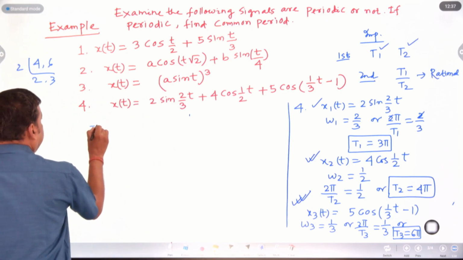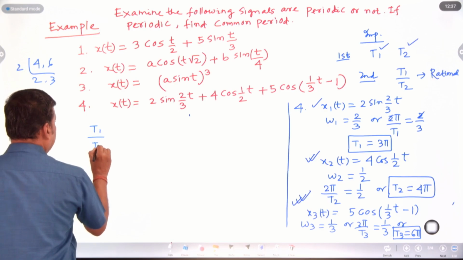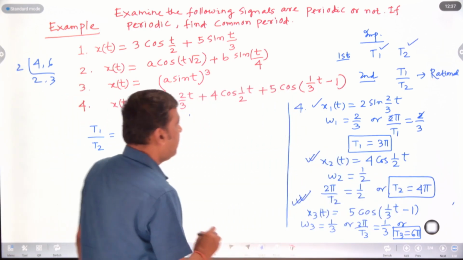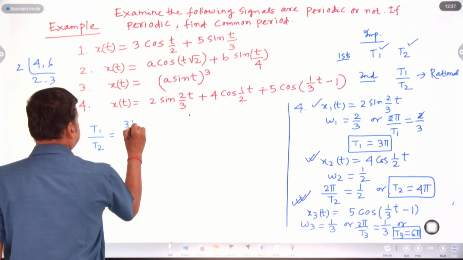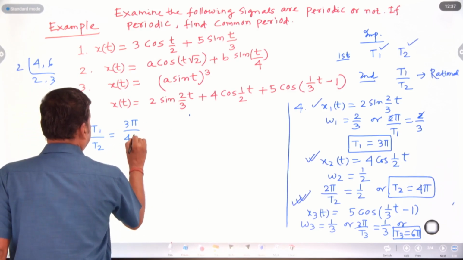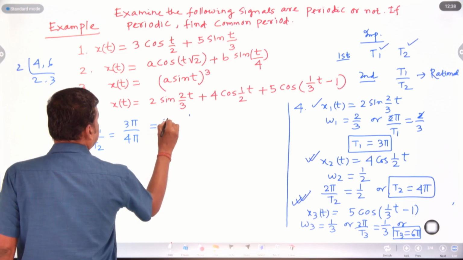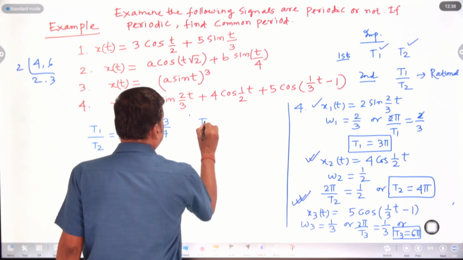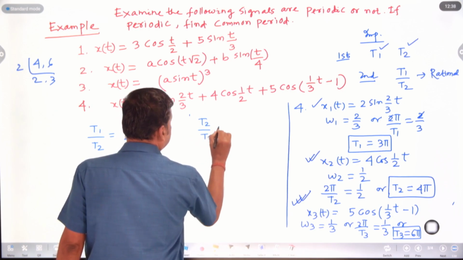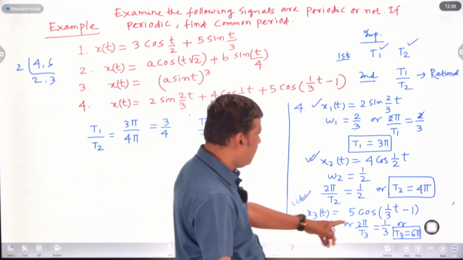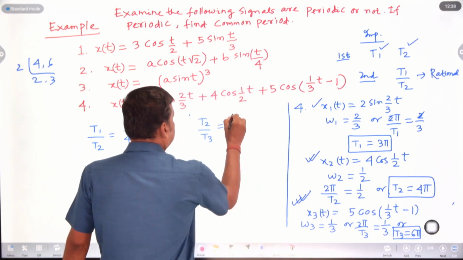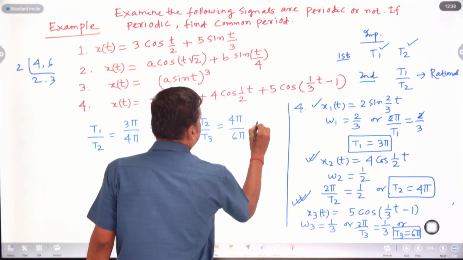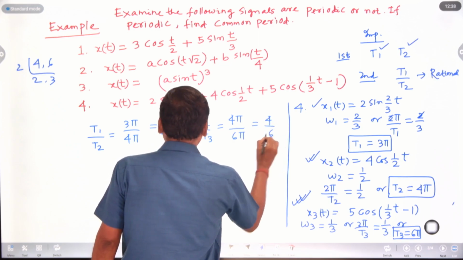So check T1 by T2. T1 by T2 is how much? Here T1 equal to 3 pi, T2 equal to 4 pi. So 3 pi by 4 pi, and it is nothing but 3 by 4. Similarly, T2 by T3 is how much? T2 by T3, 4 pi by 6 pi, and it is nothing but 4 by 6.